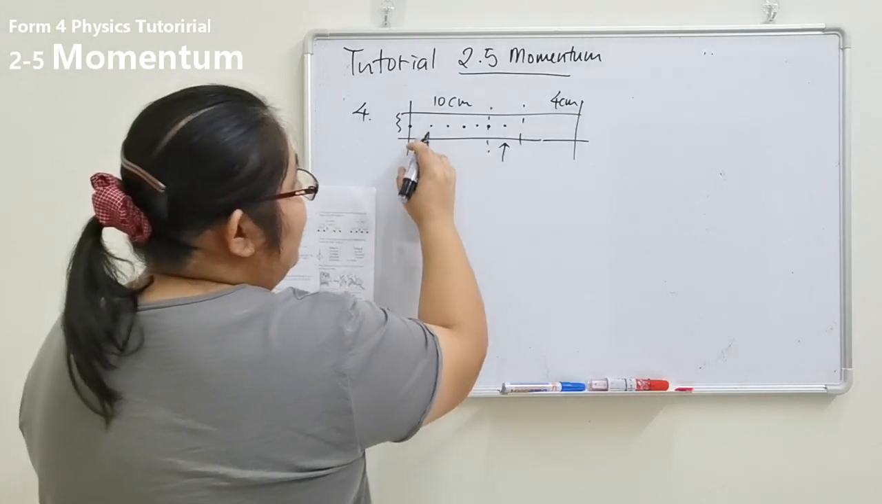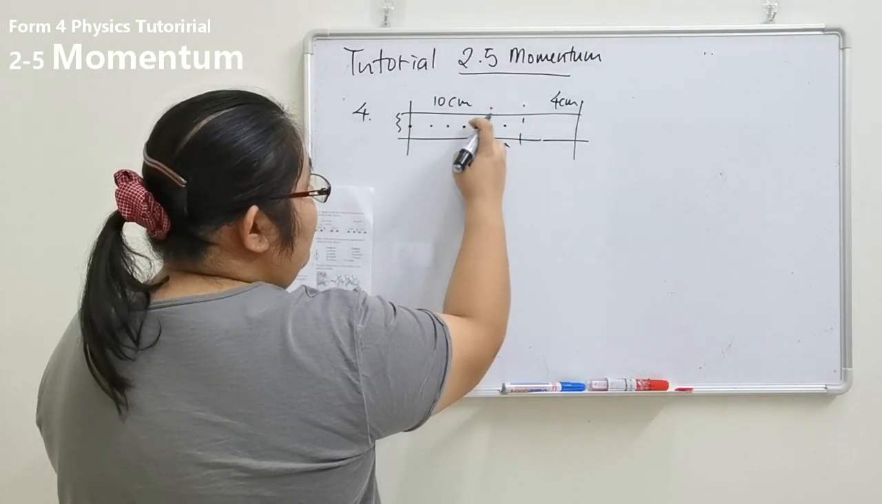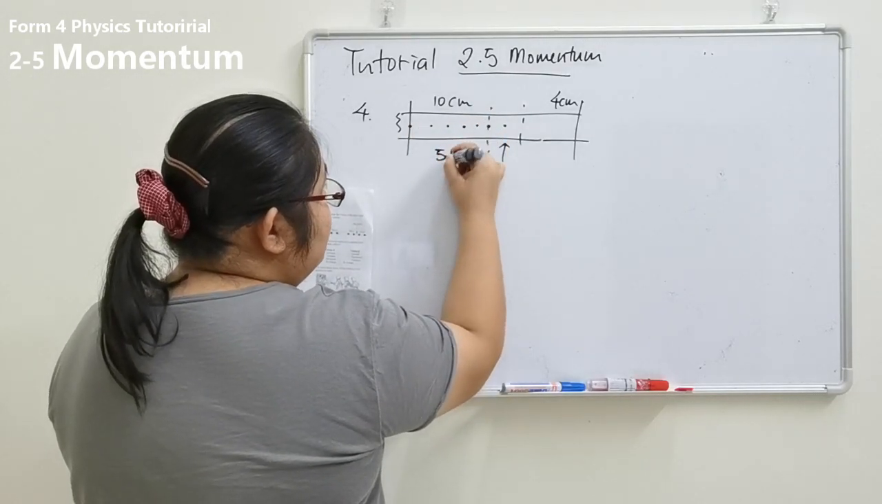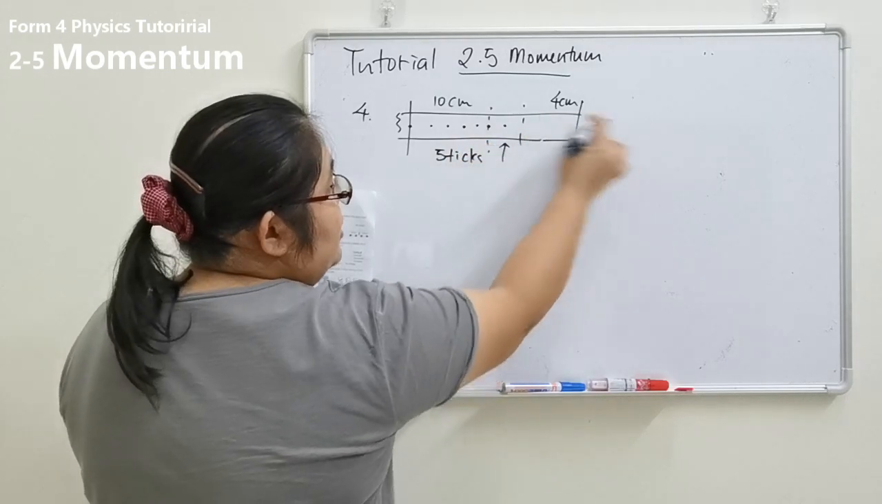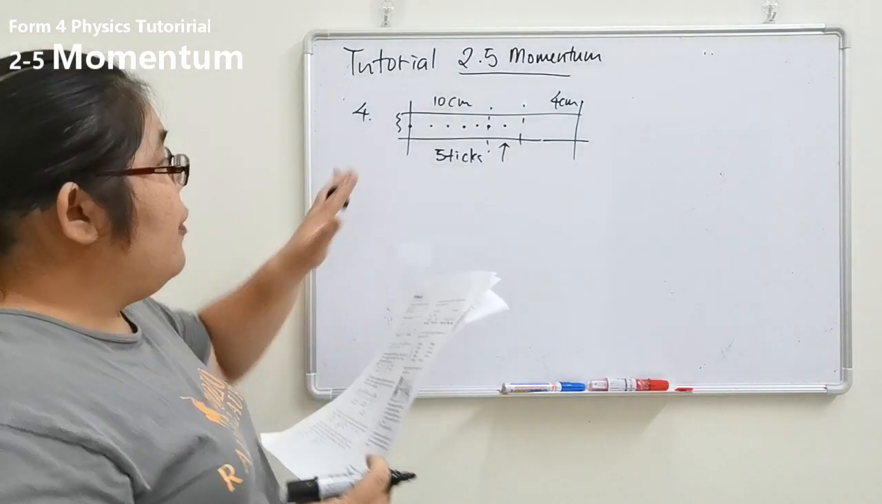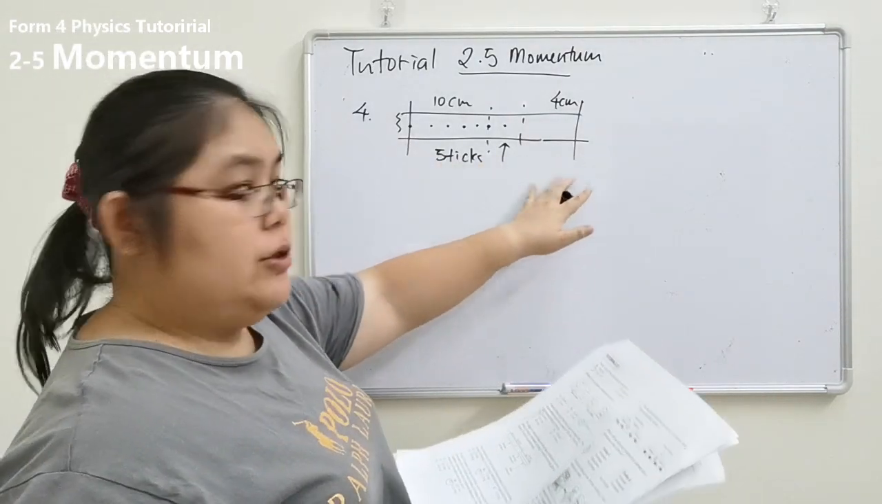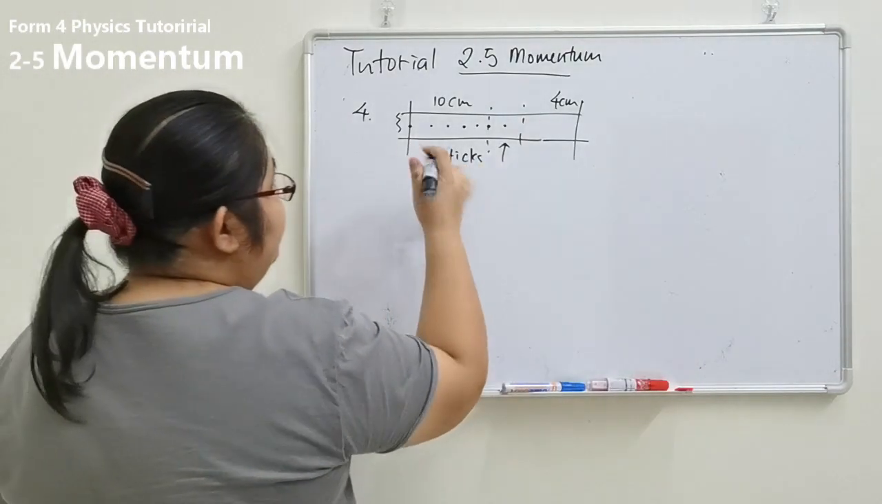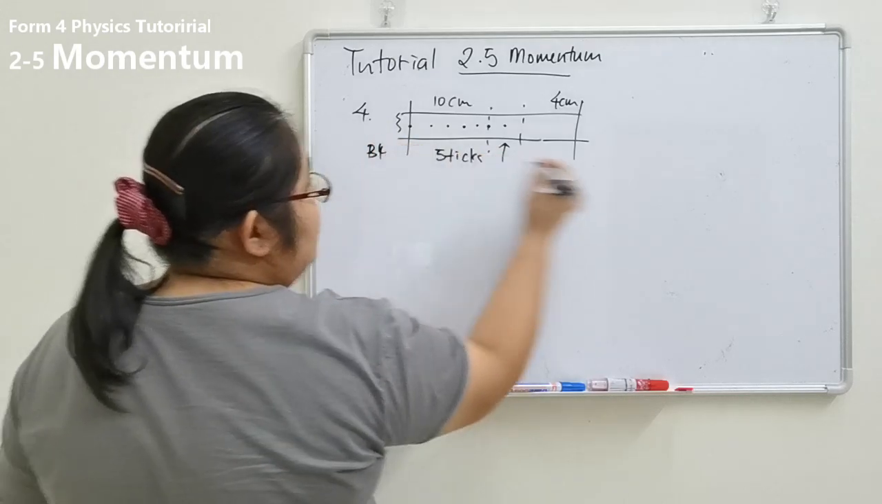So from here we got 5 ticks. 1, 2, 3, 4, 5. So we got 5 ticks. Here also got 5 ticks. So from here they show you before collision, after collision. So that means this one is before collision, this one is after.